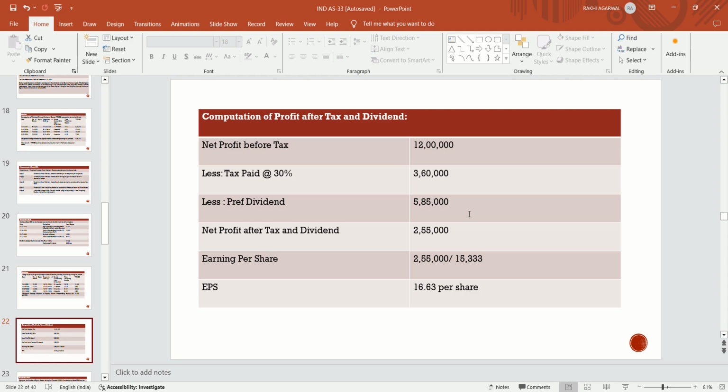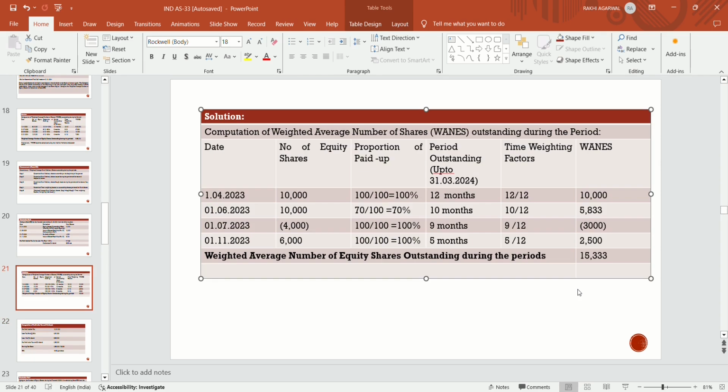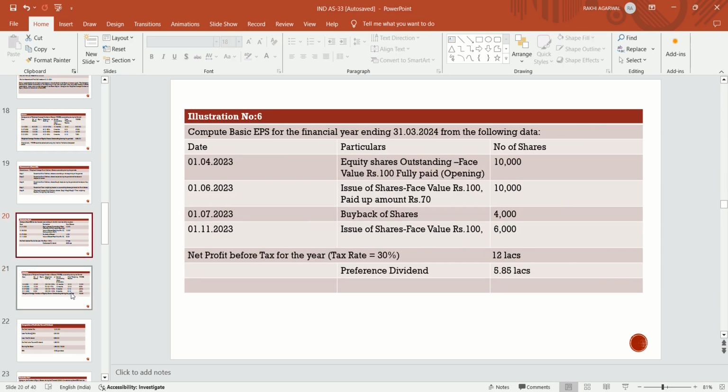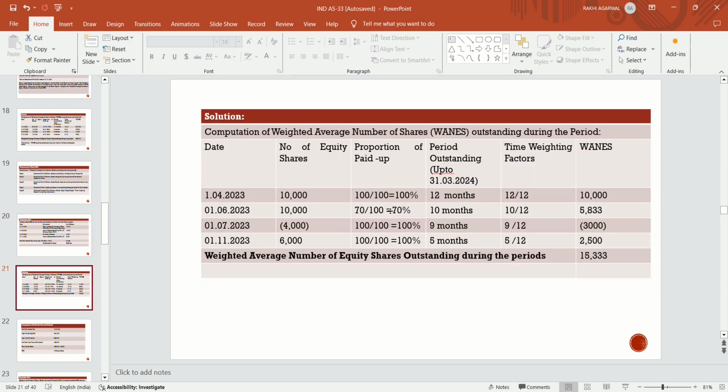Now we will calculate the weighted average number of shares. On 1st April 2023, the entity had 10,000 shares which are fully paid up. The proportion of paid up is 100%, that is 100 rupees fully paid up, so it becomes 100 divided by 100, which is 100%. So 10,000 into the time weighing factor of 12 divided by 12, so 10,000.